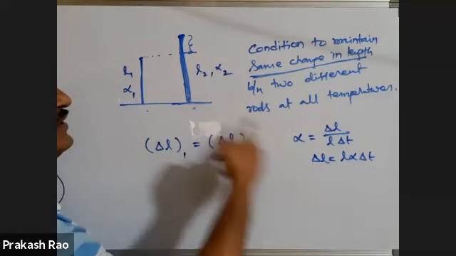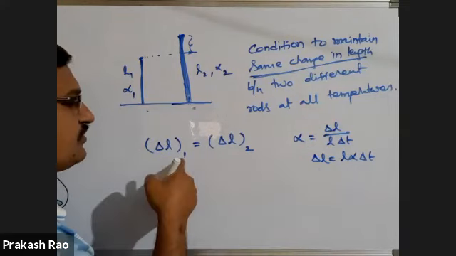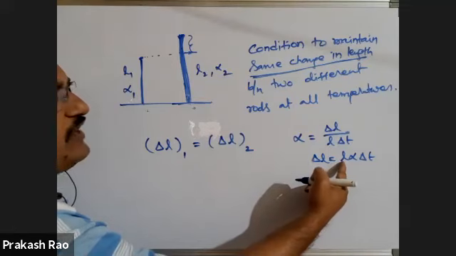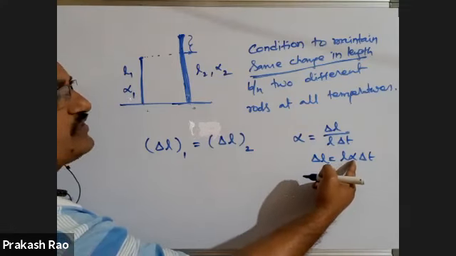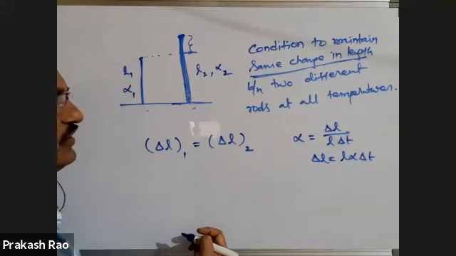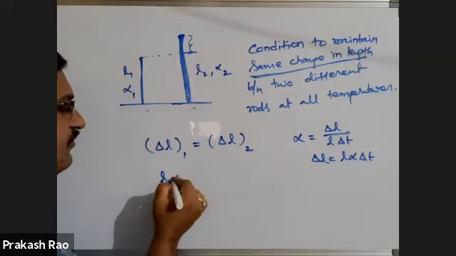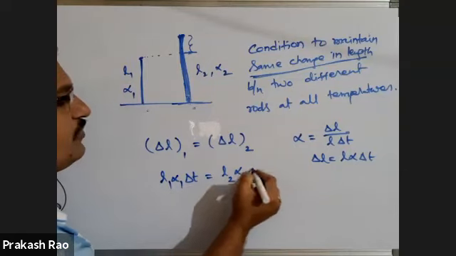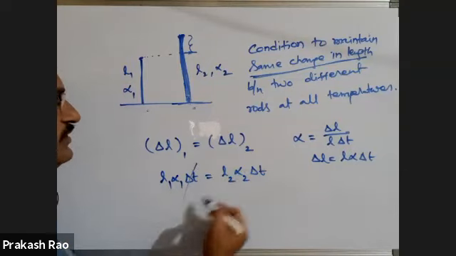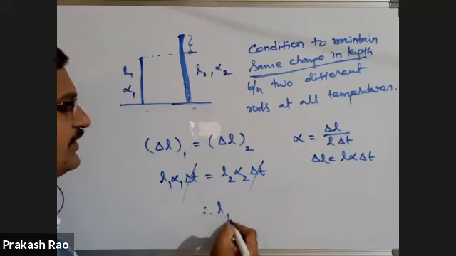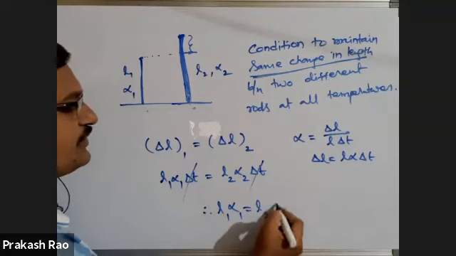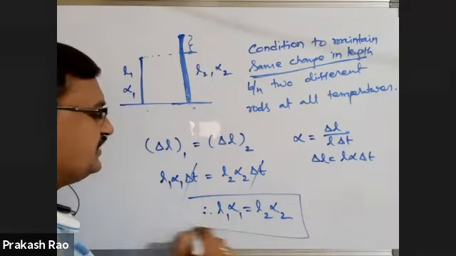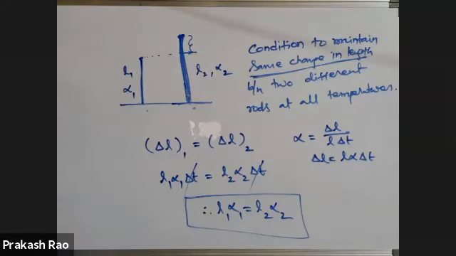Here, the change in length of the first rod is equal to the initial length of the first rod, alpha of the first rod, and the difference in temperature. That is, I can write it as L1 alpha 1 delta T. This is L2 alpha 2 delta T. These two are cancelled. Therefore, L1 alpha 1 is equal to L2 alpha 2. This is the condition to maintain the same change in length between two different rods at all temperatures.